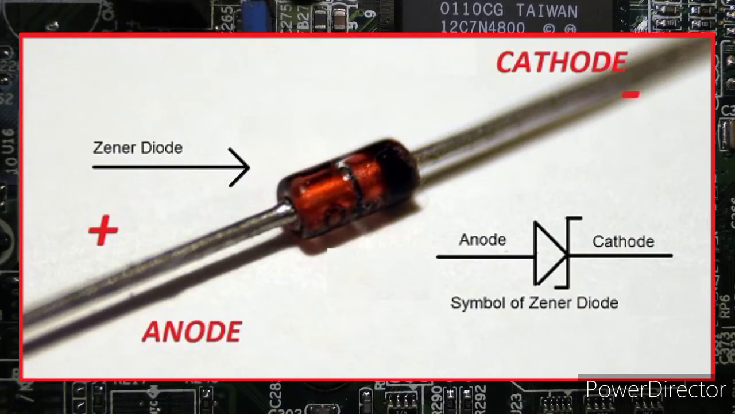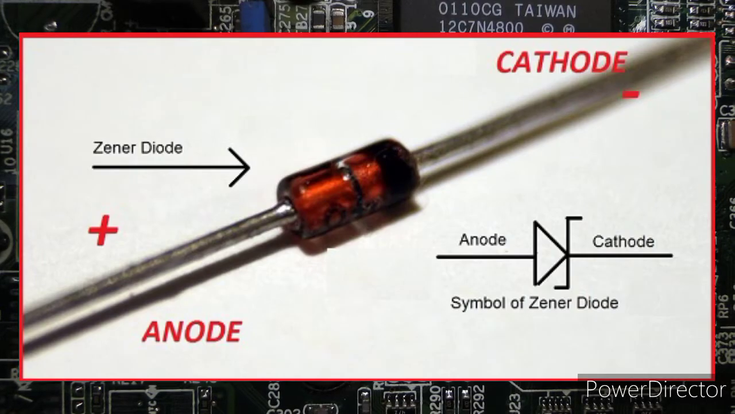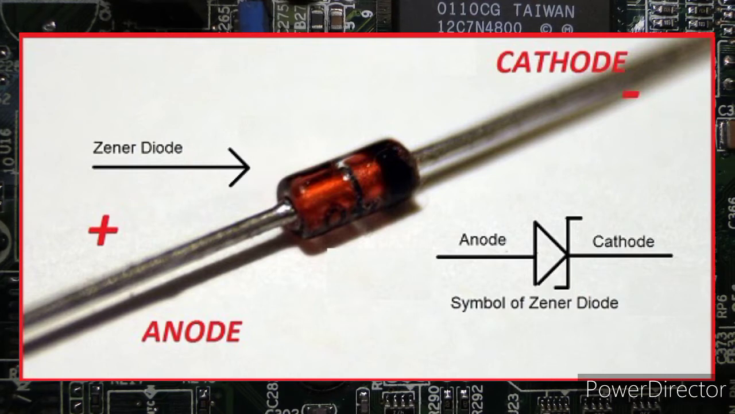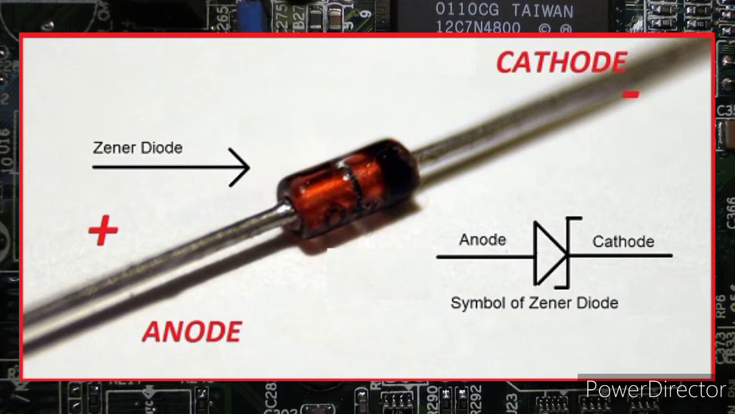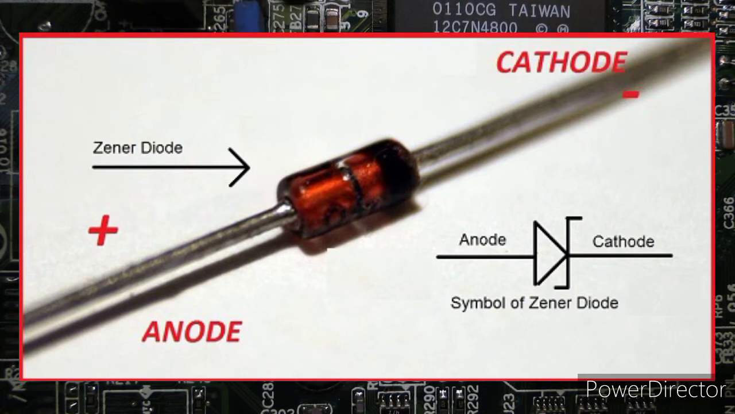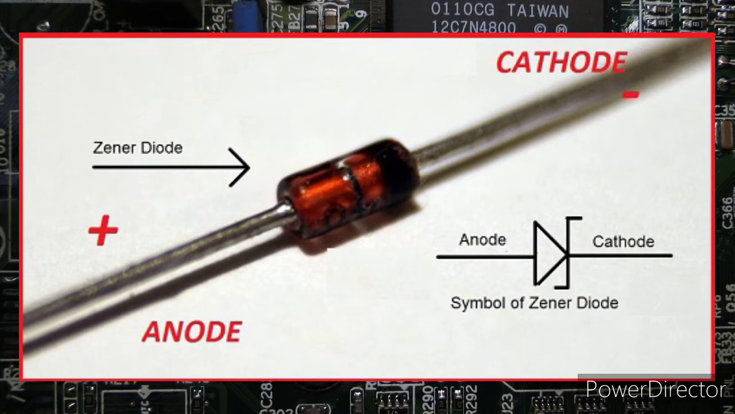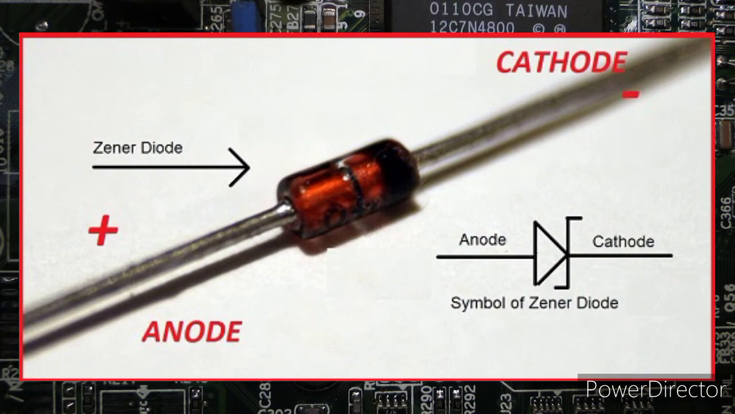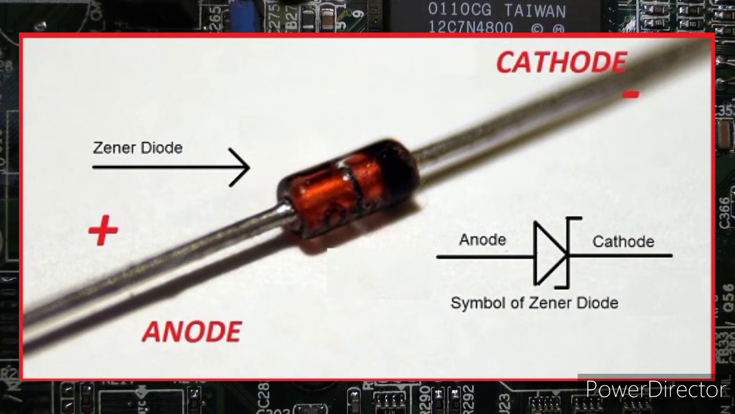Bago tayo mag-test ng diode, dapat alam muna natin yung mga diode terminals katulad ng anode and cathode. Kasi in most cases, there is a white band color coating on normal PN junction diodes which nag-indicate as cathode terminal at yung rest naman is anode.